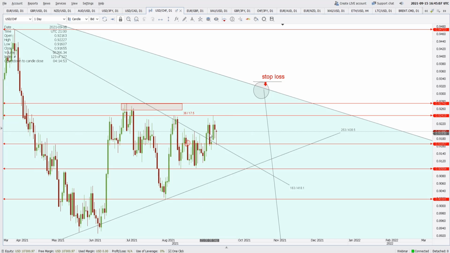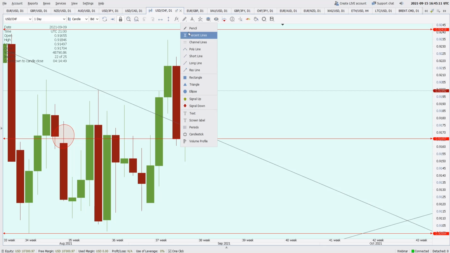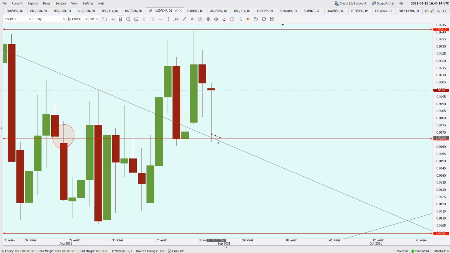USDCHF is trying to take support at the confluence of two supports. One was this horizontal support, and one was this falling trend line, which is now acting as a support after the breakout from it. So now 0.9241 is the fresh resistance for the market, and 0.9165 is still a good support for this market here.